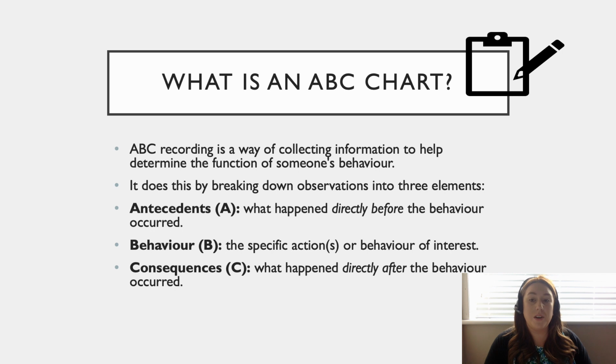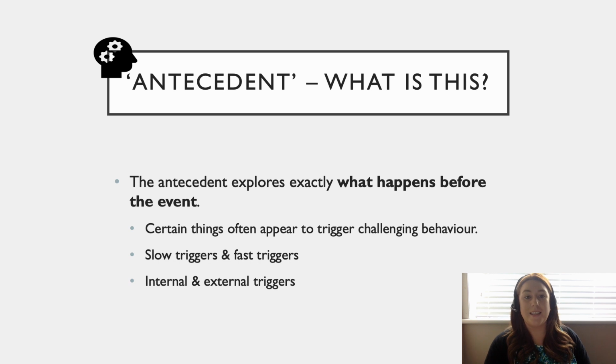If we think of behaviour in this way, we can think about why people display the behaviour, and this helps us to develop more meaningful interventions rather than just trying to prevent the behaviour itself. The antecedent, what is this? The antecedent explores exactly what happens before the event. So certain things can trigger behaviour.